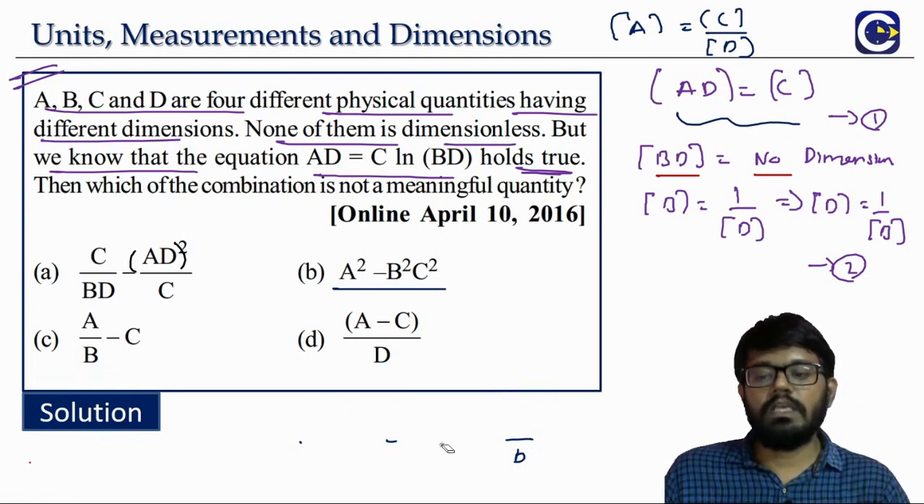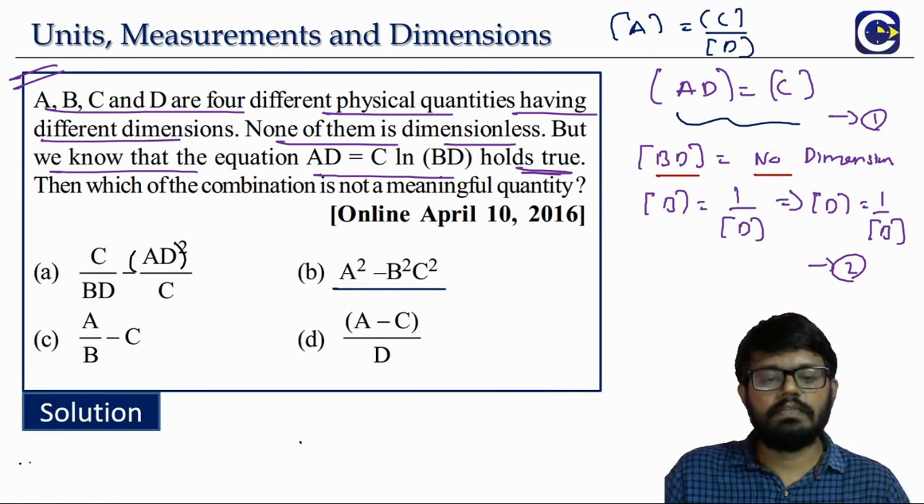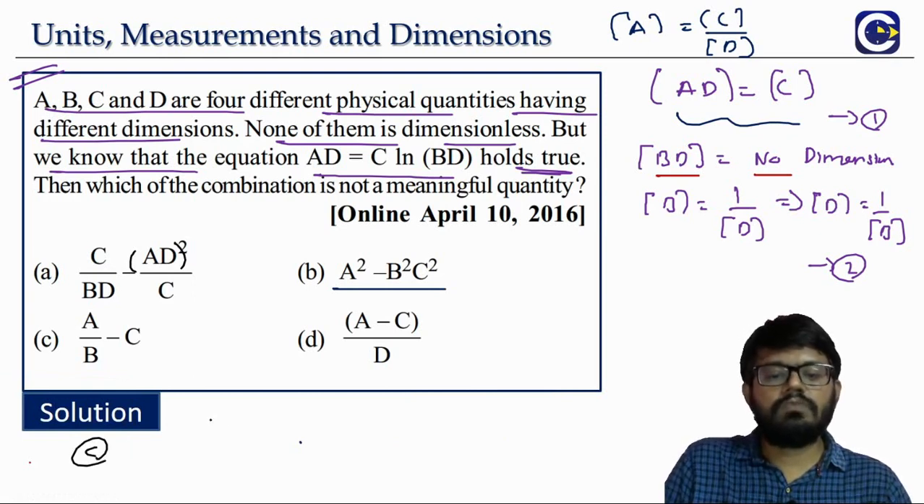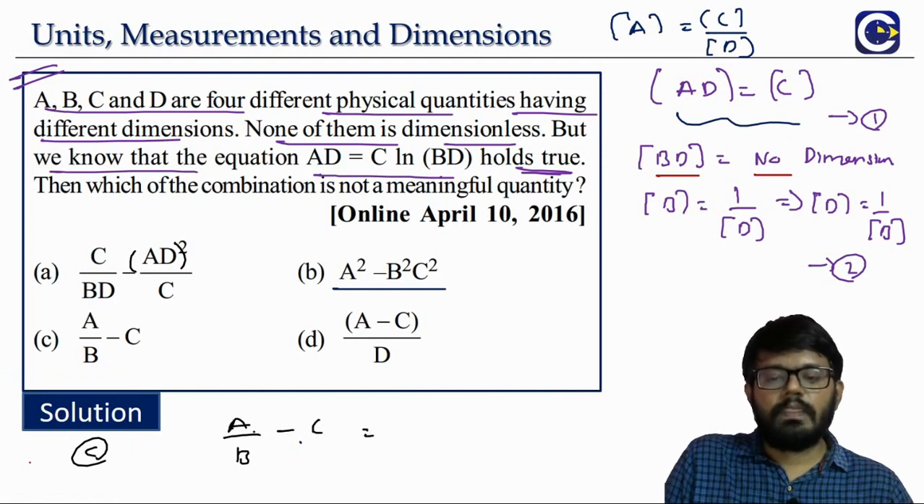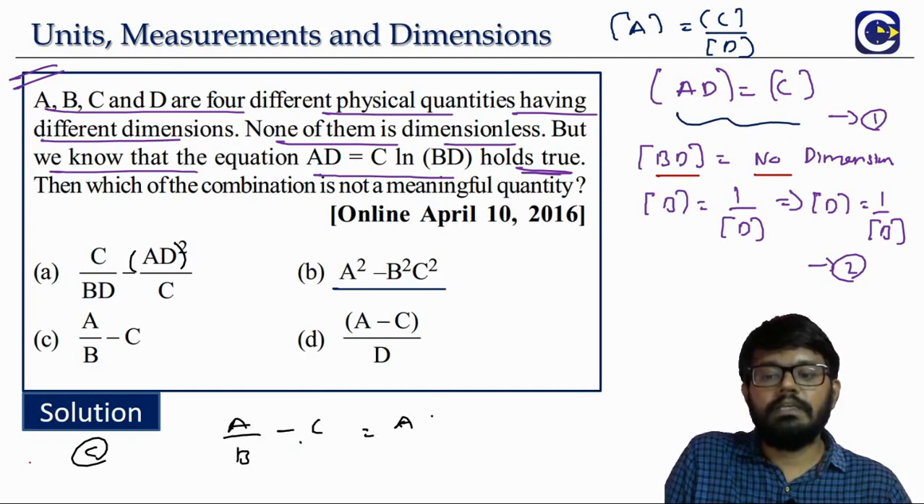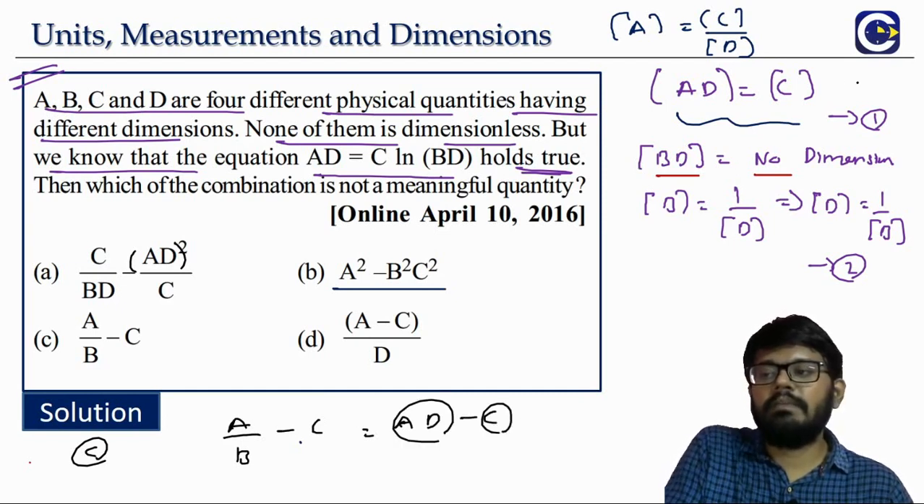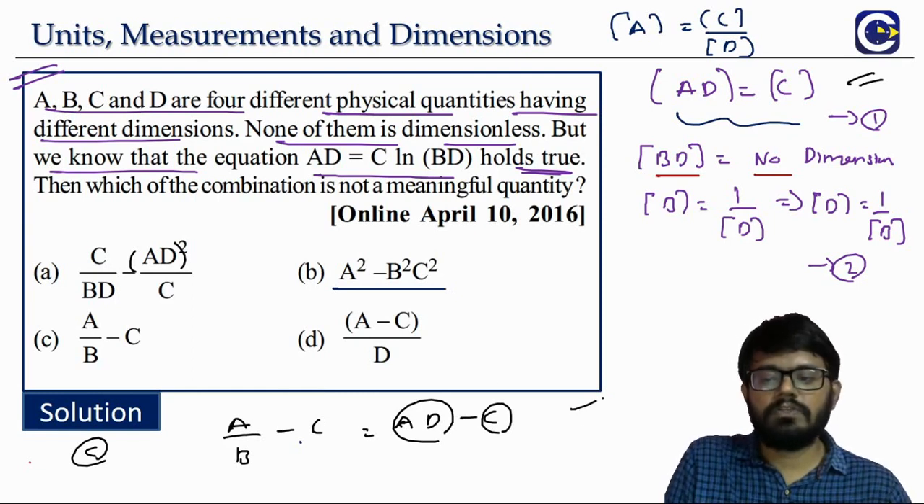Now we will go and check option C. Like that we have to check each and every option and then we can conclude the answer. C is what? A by B minus C. This is what? A by B means A into 1 by B, right? What is 1 by B? D. But already we know AD and C will have the same dimensions, right? So this is also correct.